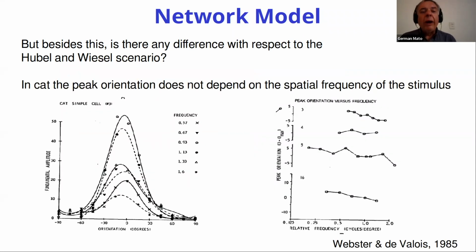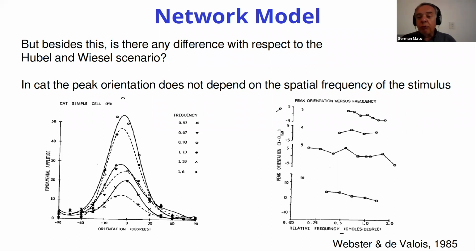In cats, one of the most interesting features of the response is that the preferred orientation of the neuron is invariant with respect to the spatial frequency of the stimulus. I can apply a grating with a wavelength of 10 degrees, 5 degrees, 2 degrees, etc. So each one will be a different spatial frequency, and I can measure the tuning curve for each one of these frequencies.